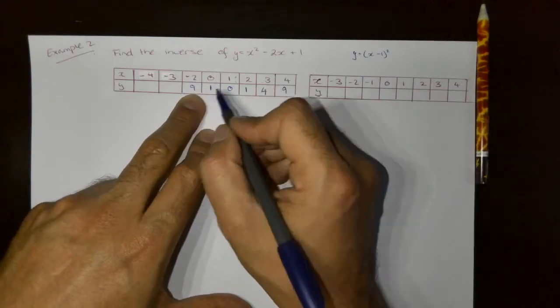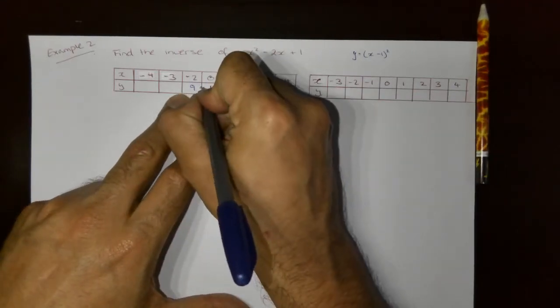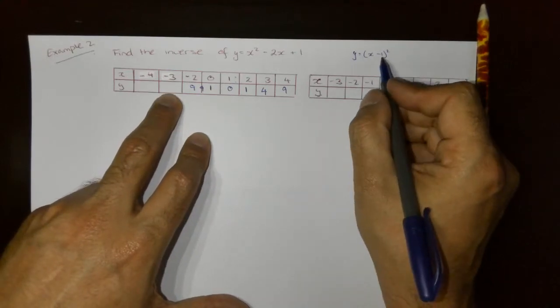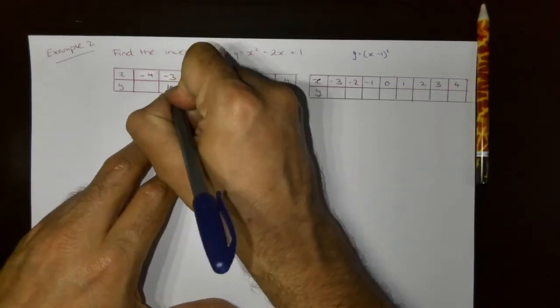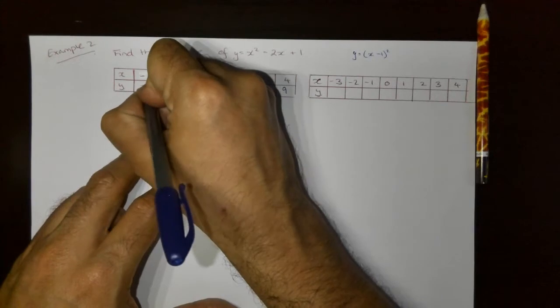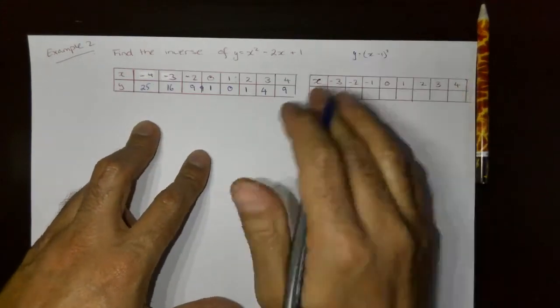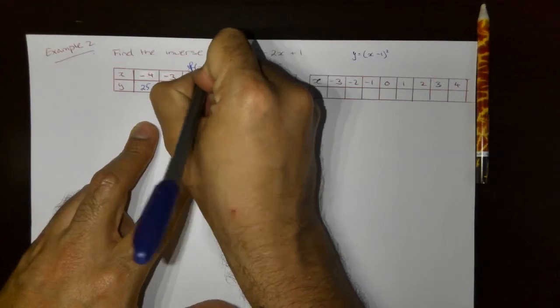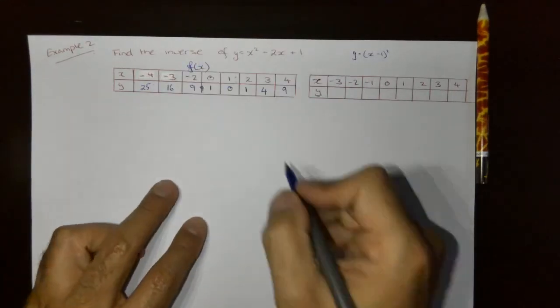Because that should be negative 1. I missed out negative 1, so let's just say that was there. And then negative 3 minus 1 is negative 4, squared is 16, and that's 25. Okay, so this is obviously f of x, the original function. So let's practice the inverse.